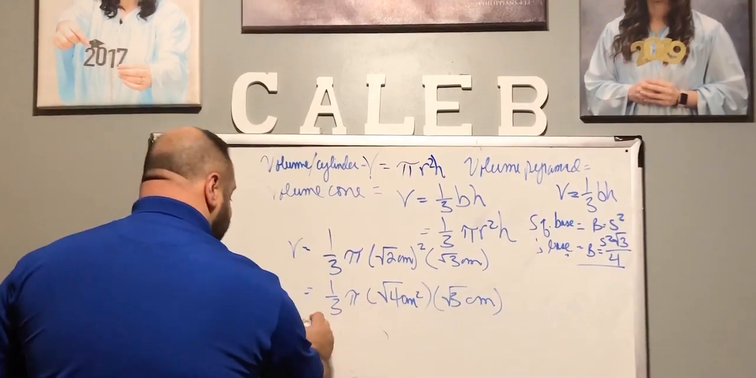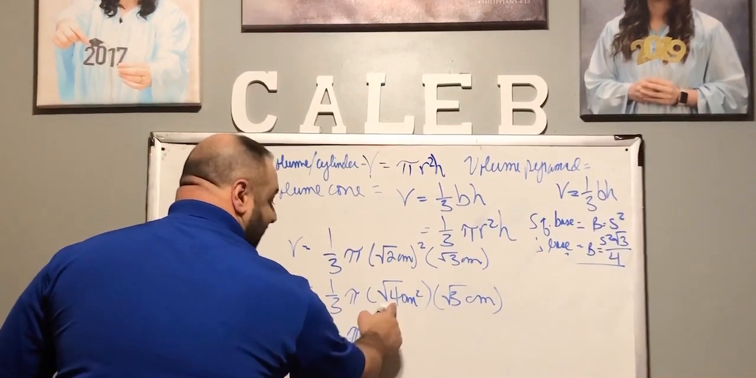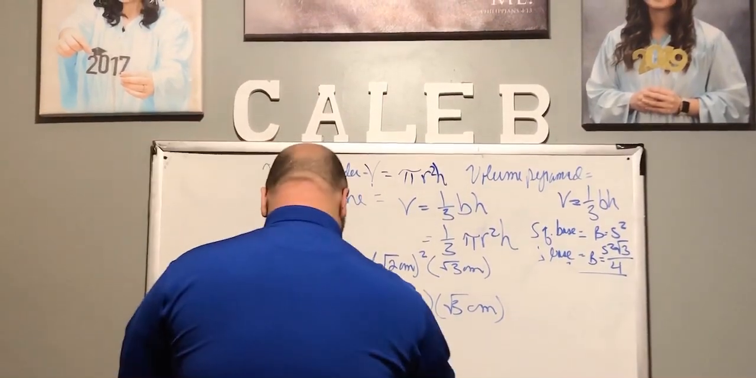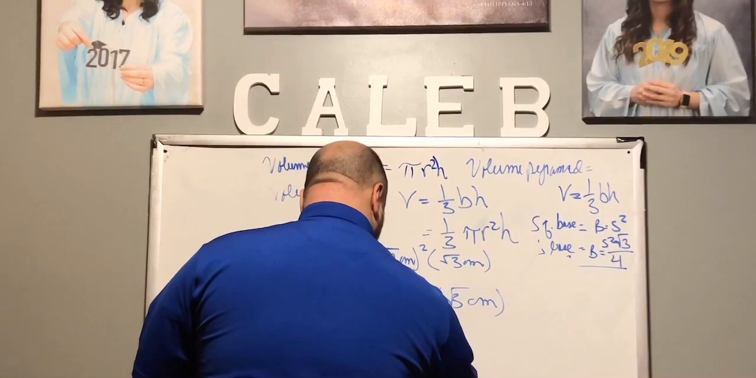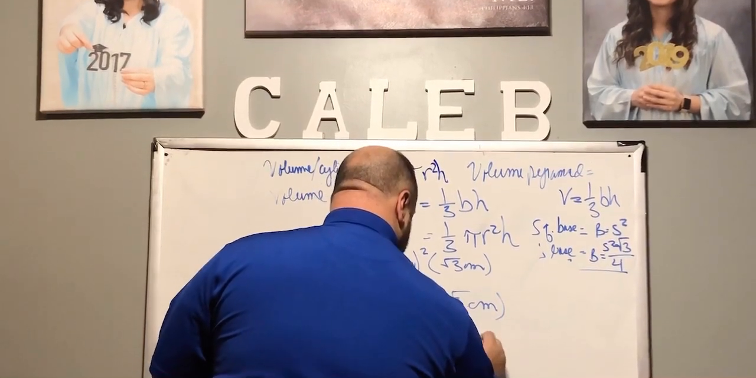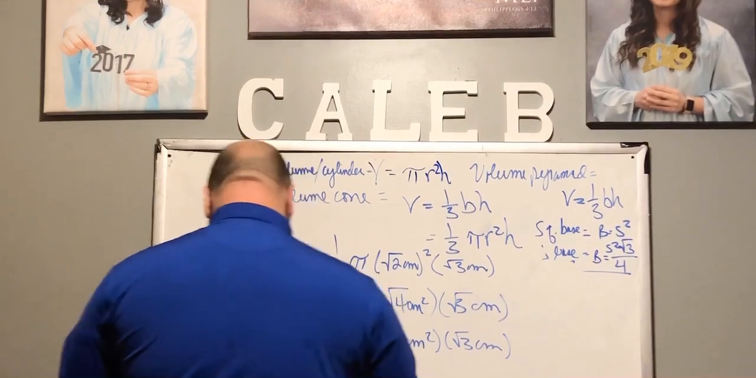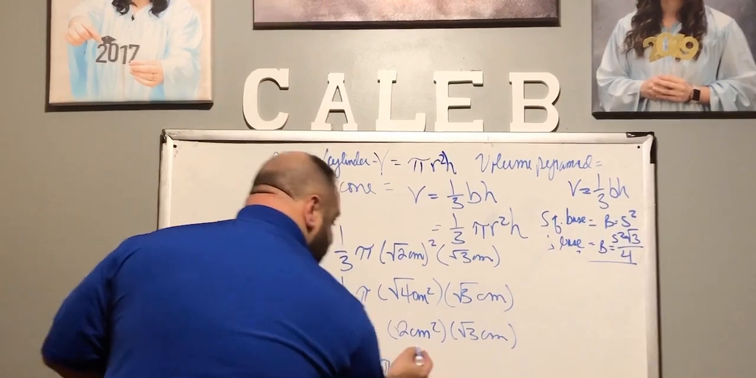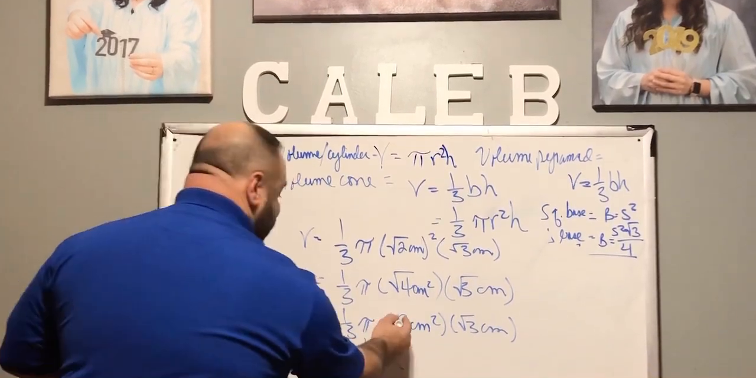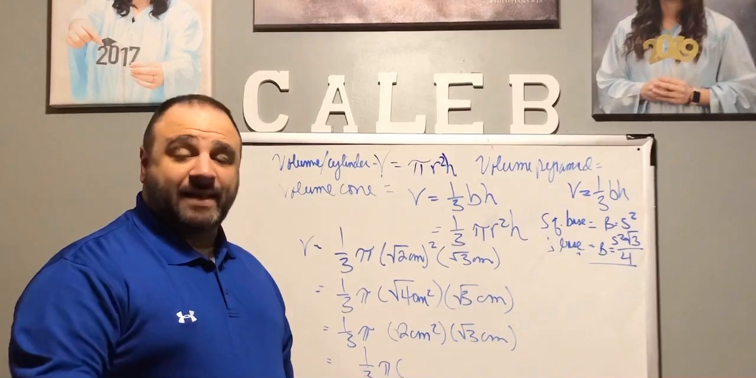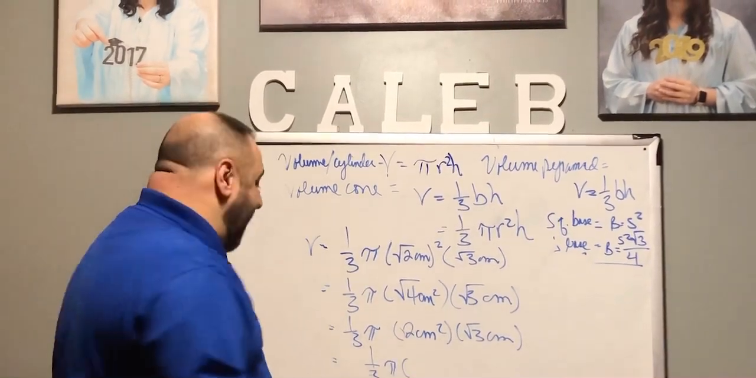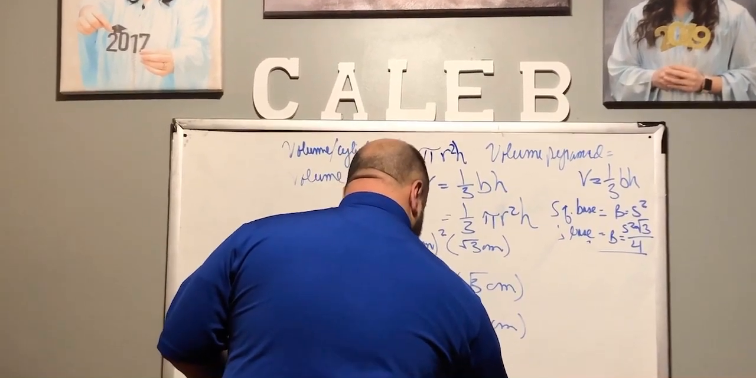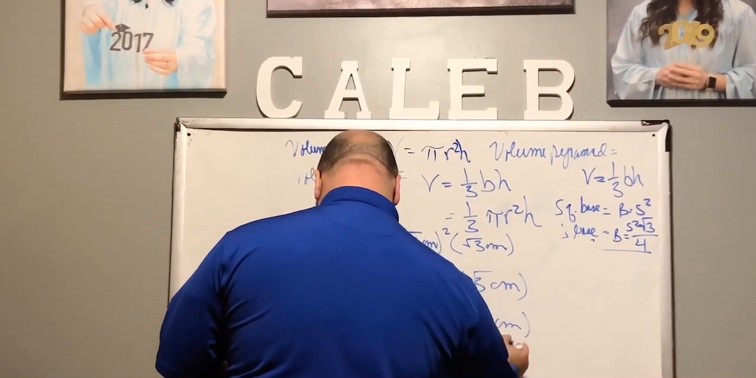Now, we could simply simplify that. What's the square root of 4, class? 2. Okay, so 2 centimeters squared times the square root of 3 centimeters. So now we have 1/3 pi times 2 times the square root of 3. Since this is not under a radical sign, we can't multiply them, so we're just going to simply combine them. So 2 to the square root of 3 centimeters cubed.